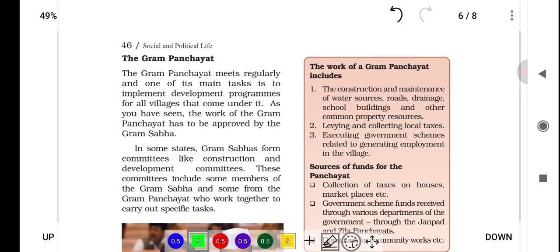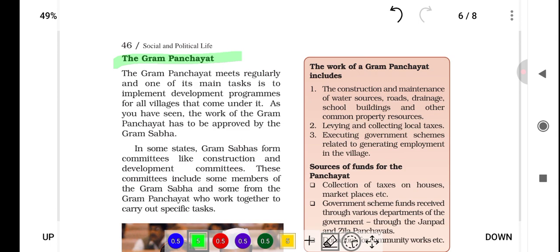Now we'll discuss the Gram Panchayat. Gram Panchayat meets regularly, and one of its main tasks is to implement development programs for all villages that come under it. As you have seen, the work of the Gram Panchayat has to be approved by the Gram Sabha. In some states, Gram Sabhas form committees like construction and development committees.